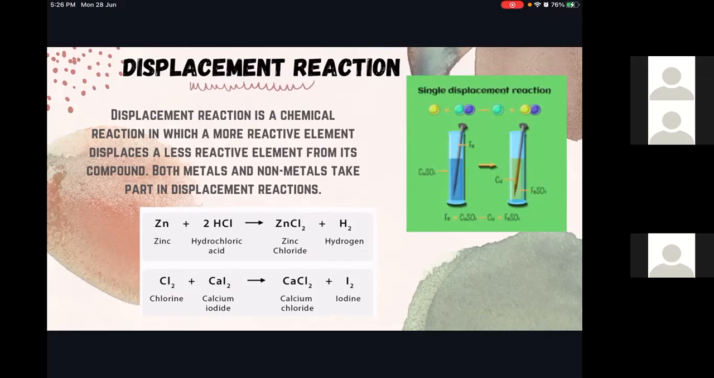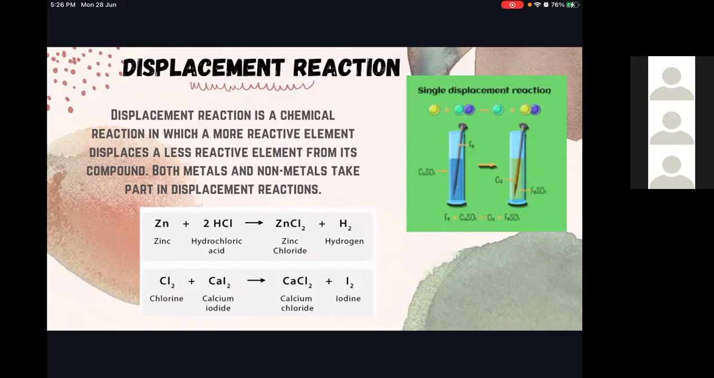Yes, 1 second, Sonika. And here also she has used one nice picture. Here we can observe, first she has taken copper sulfate. We can see the blue color solution. And she has taken one iron nail. But after displacement reaction, observe, the more reactive will displace the less reactive. Iron has displaced copper from copper sulfate. So that's why you can observe the color change.